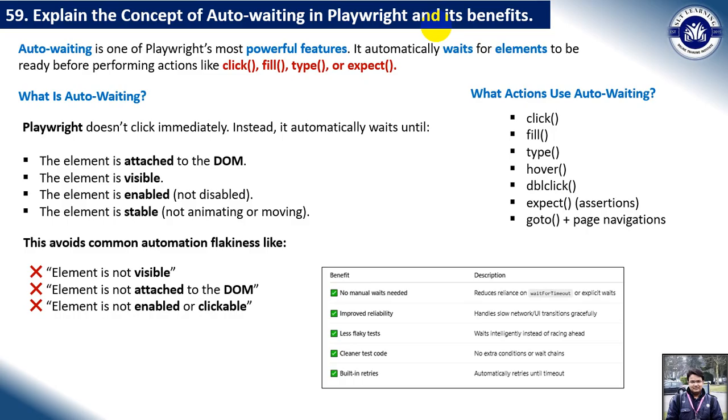Okay, so what is auto wait? In Playwright, we do not click immediately. Instead, it automatically waits until certain things happen to the element, like the element is attached to the DOM. These are the checks that Playwright auto wait will automatically do. Okay, it automatically verifies this information: if the element is attached, if the element is visible, if the element is enabled, or if the element is stable. When these conditions become true for the element, only then does Playwright perform the next action, like a click, fill, type, or expect. Okay, so this is one of the crucial things.